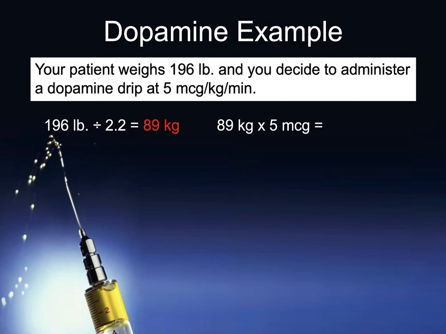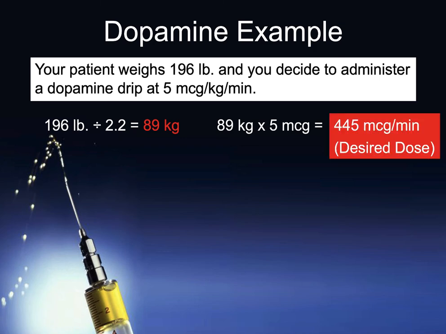and we know the dose is 5 micrograms per kilogram per minute. So we need to give 5 micrograms for every kilogram of their weight. So we multiply those together. And now I know that my desired dose is I want to deliver to this patient 445 micrograms each minute. That is my desired dose.